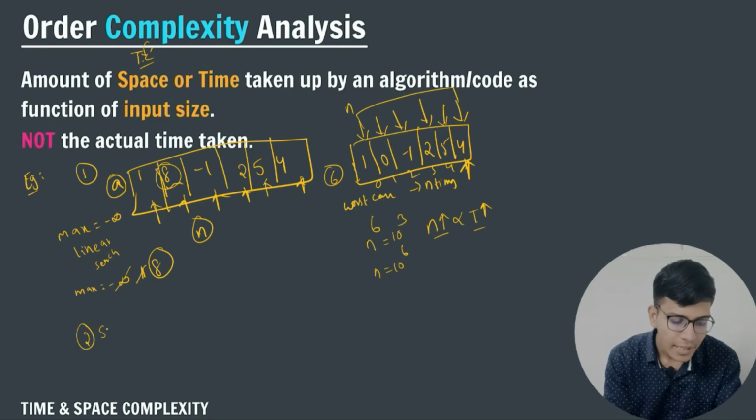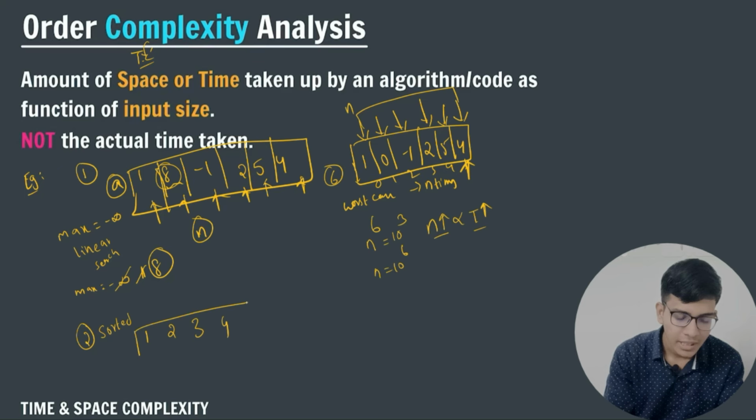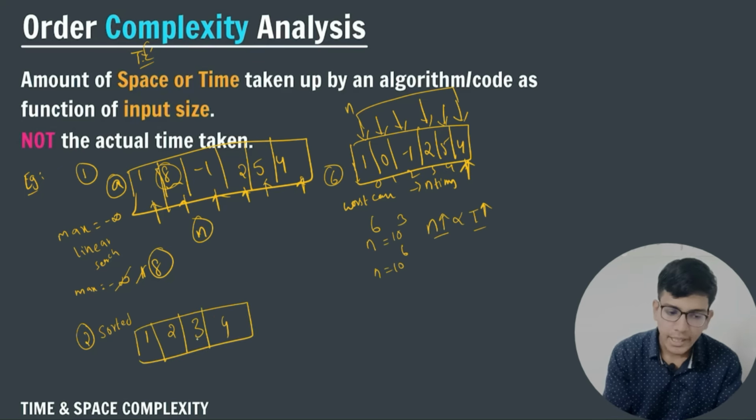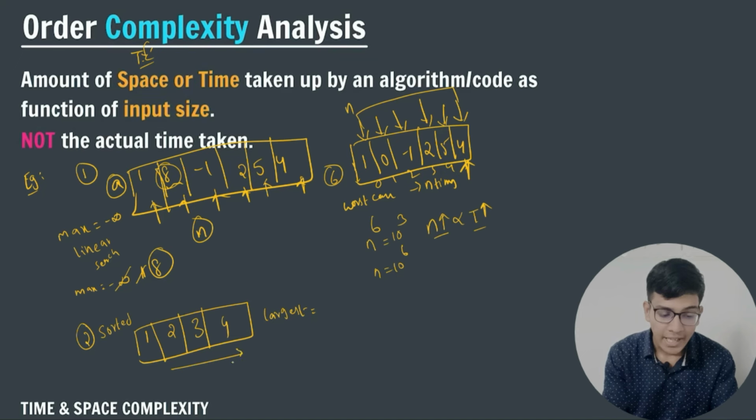Now let us take another example where my array is sorted. Let us take 1, 2, 3, 4. This is my sorted array, right? If this is a sorted array, to find the largest, can I write that if this array is sorted in increasing fashion, my largest element is equal to ARR of n minus 1, right?